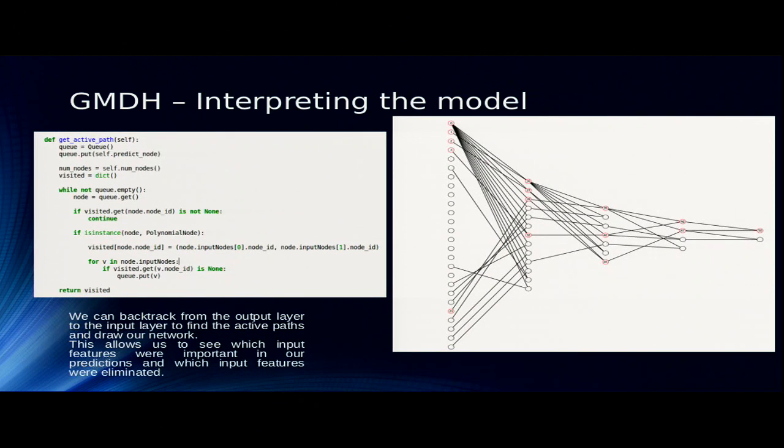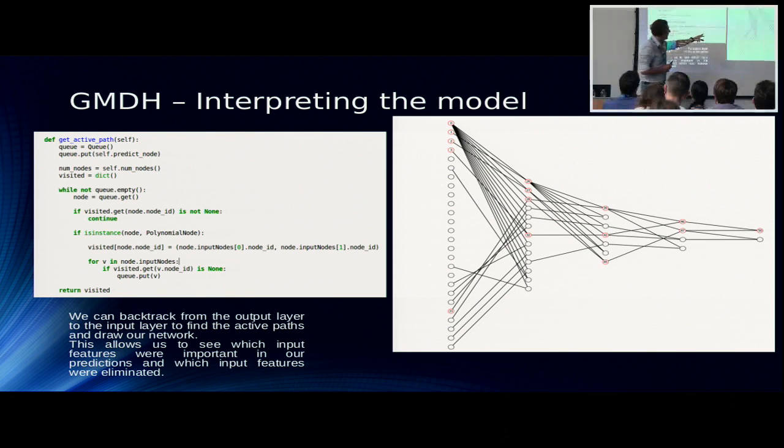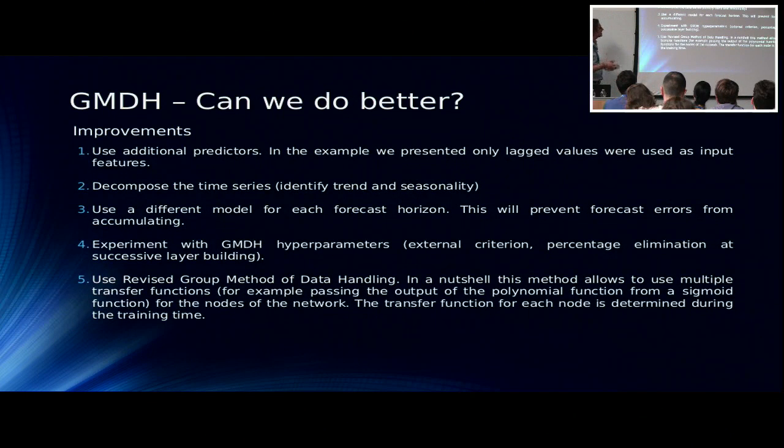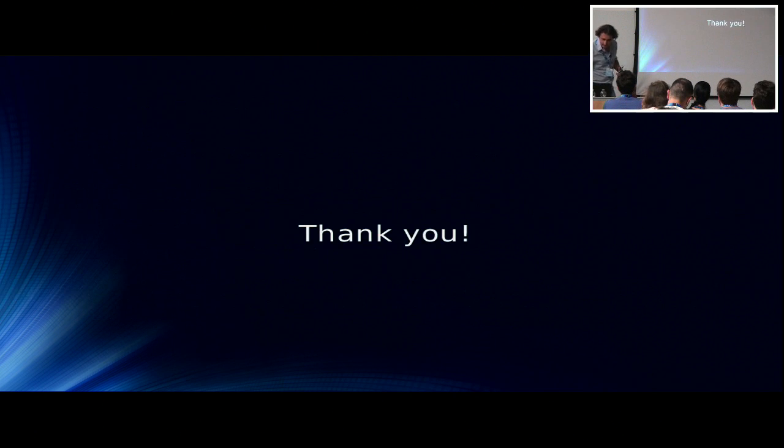And so after running our model, this is our end model, you see. This is one very nice feature of this particular class of models, that it's interpretable and we get a sparse model. So all the red nodes are actually the inputs that are contributing to our final prediction. And we can achieve this by backtracking from the output back to the input to get all the active paths. And can we do better? Yes, there are multiple ways that we can improve our model. And thank you very much.